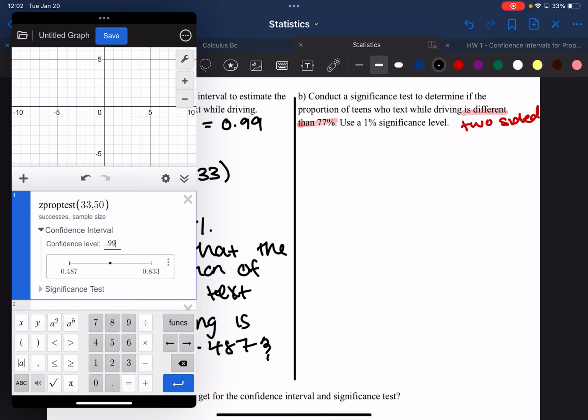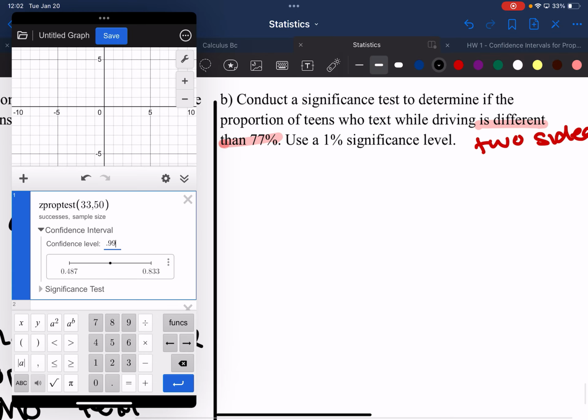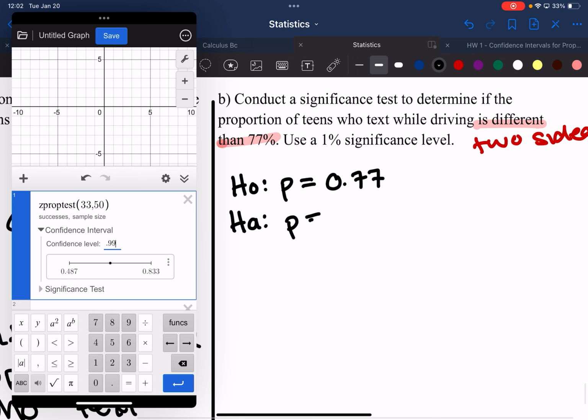Our information here is going to stay the same. The only thing that's different is that since we're doing a significance test, we're going to have our hypotheses. Our null hypothesis is p equals 0.77. Our alternative, since we're just asking to see if it's different, is p not equal to 0.77. Our successes is still 33, and our sample size is still 50.